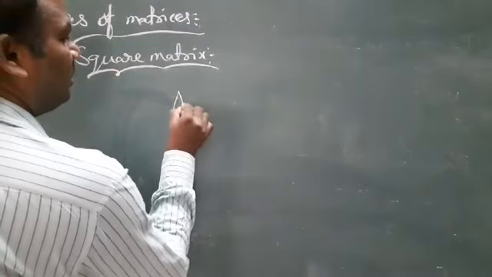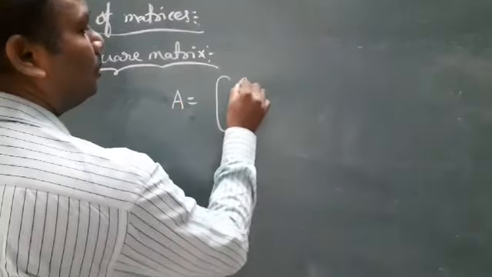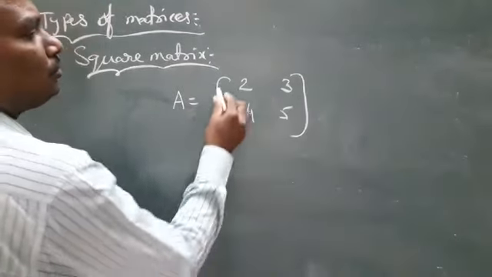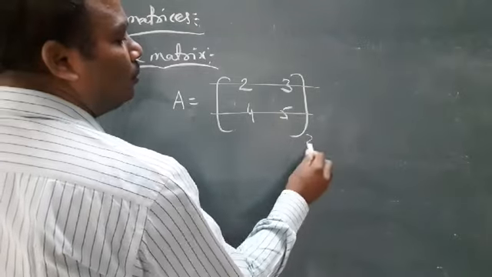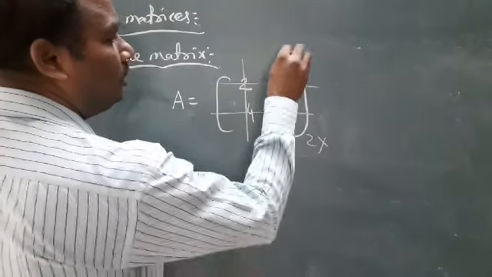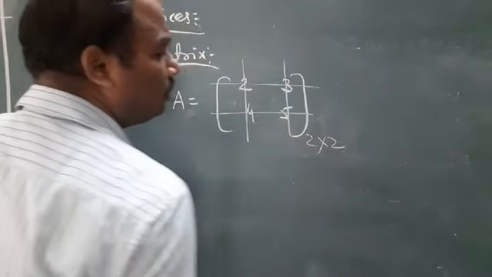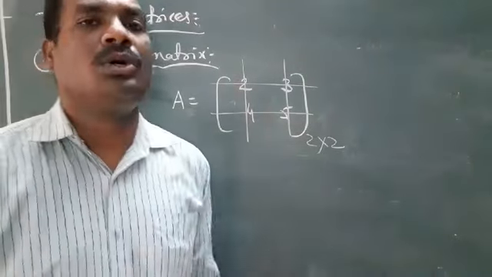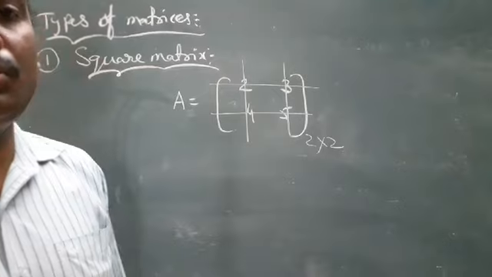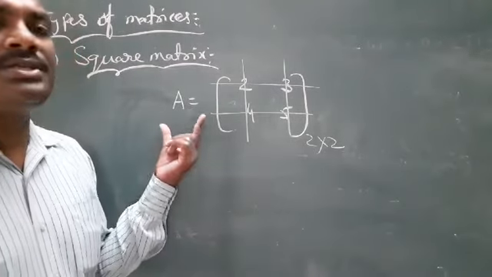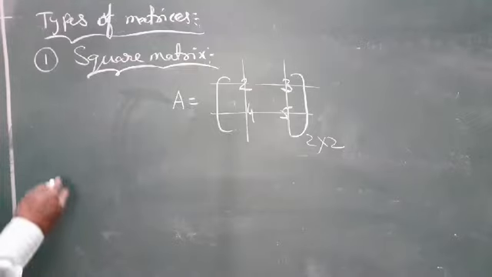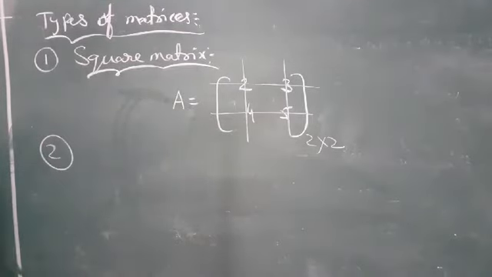Just observe here, A is equal to 2, 3, 4, 5. How many rows? 1, 2, so 2. How many columns? 1, 2. So 2 rows, 2 columns. Number of rows is equal to 2, number of columns is equal to 2. So this is a square matrix. Do you understand? Okay.